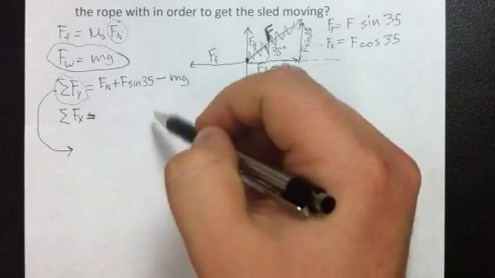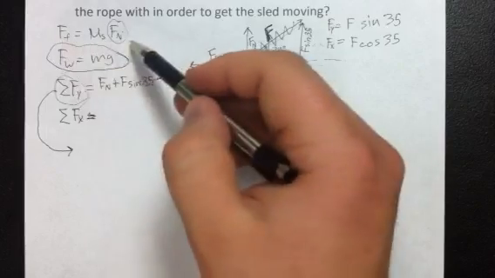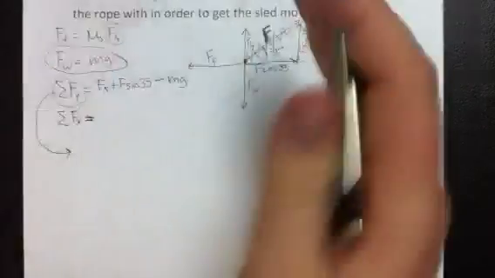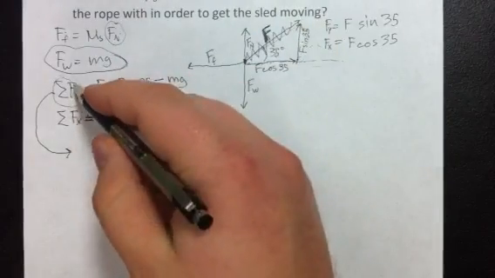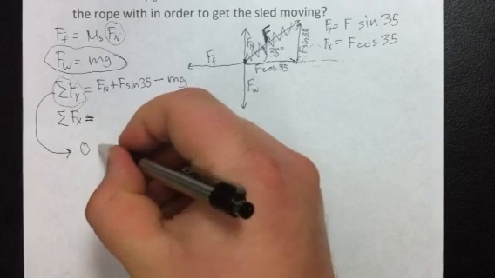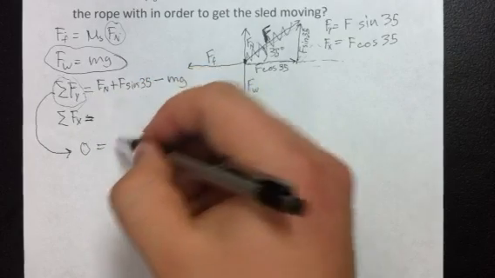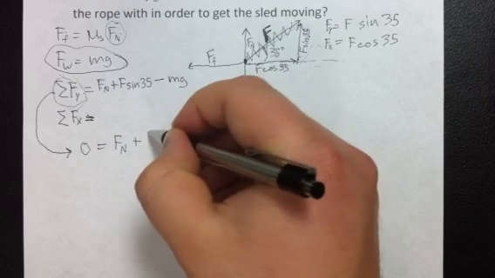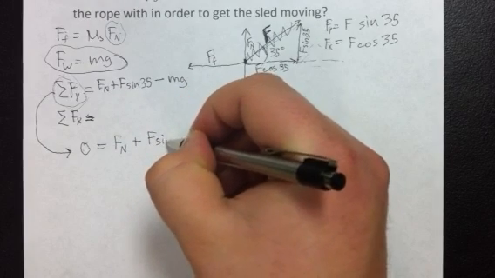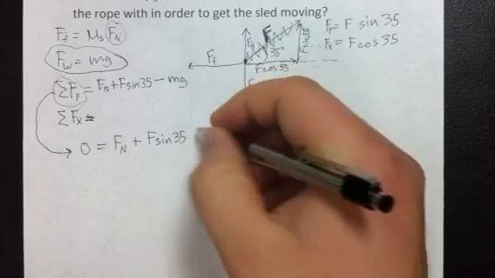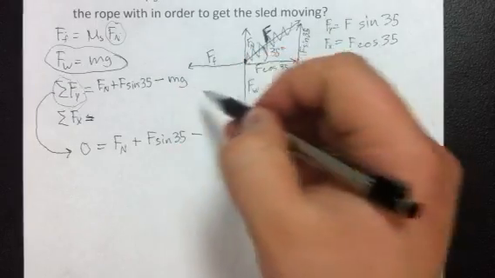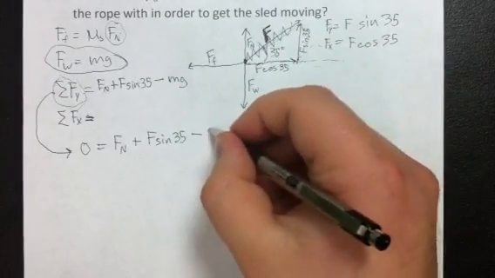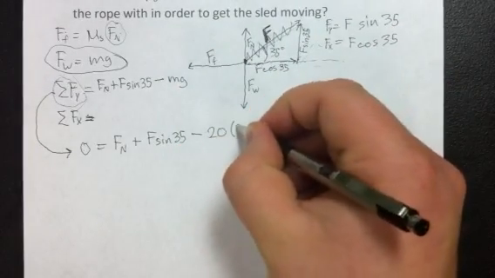we can put that into the frictional force equation to solve for the frictional force. So let's do that. Again, this is equal to 0, so we'll put 0 is equal to the normal force, which we do not know yet, plus the force times the sine of 35, we do not know the force yet either, minus the mass, which is 20, times gravity, which is 9.8.